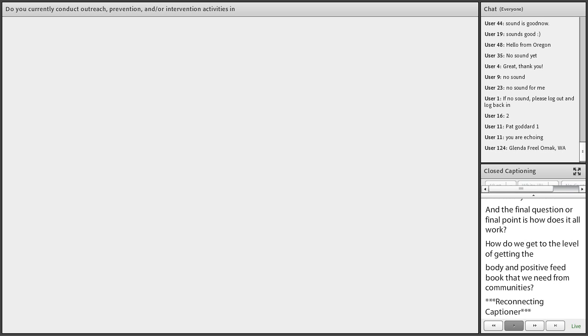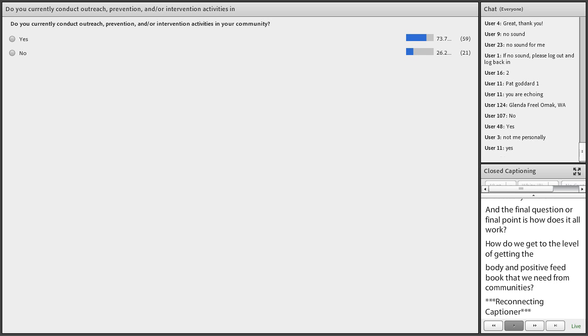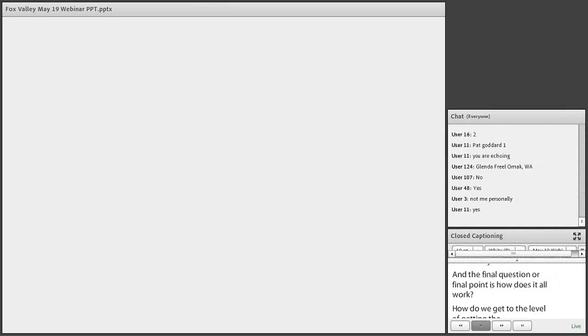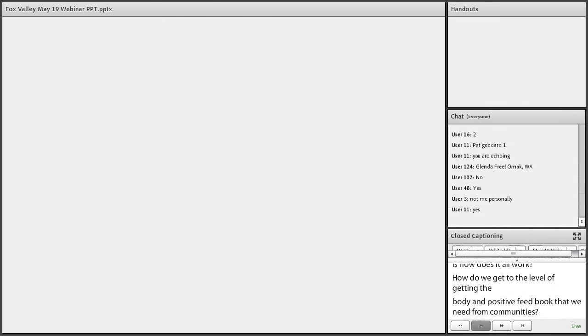And so it looks like about 70% do currently conduct outreach, prevention, and or intervention activities in their community. Okay, great. That's excellent, and I think that's a good number and a good point to start with. It sounds like we have a lot of folks that are really getting involved in either one of those activities, so that's important. For those of you that are not involved, it's probably because you have so many other things going on in your organization and just don't have the time, or maybe that's not a part of your delegated duties, and that's fine too, because oftentimes you're the people that we rely on to get that extra help we need in the office. So we have another poll question.